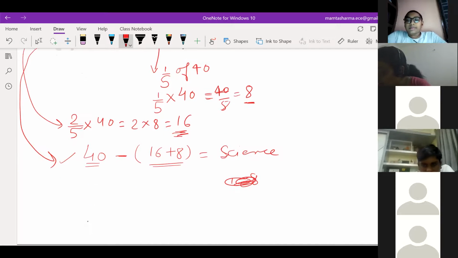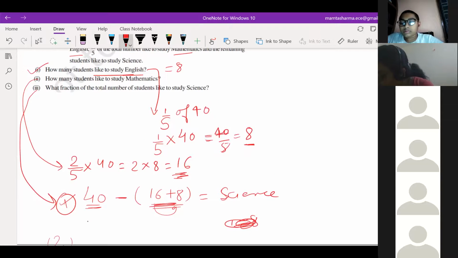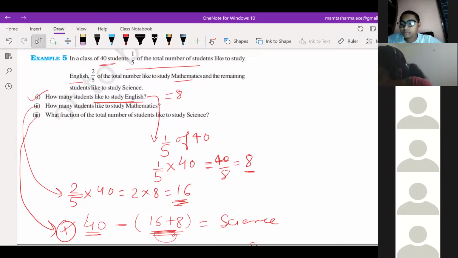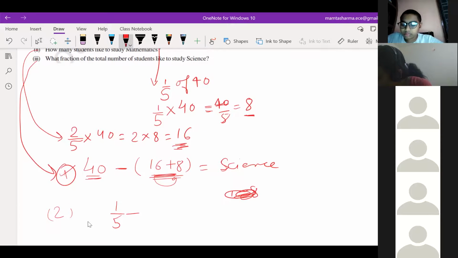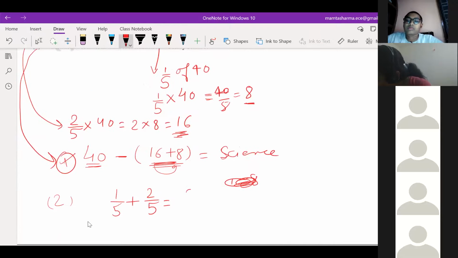Okay. So this statement is wrong. Either you can solve by directly adding the number of students in these two subjects and subtracting from the total number of students, or you can do it by a fraction calculation also. 1 by 5, plus 2 by 5, they like English plus mathematics. It means 3 by 5 like English plus mathematics. So science is 1 minus 3 by 5. It is 2 by 5 who will like the science.